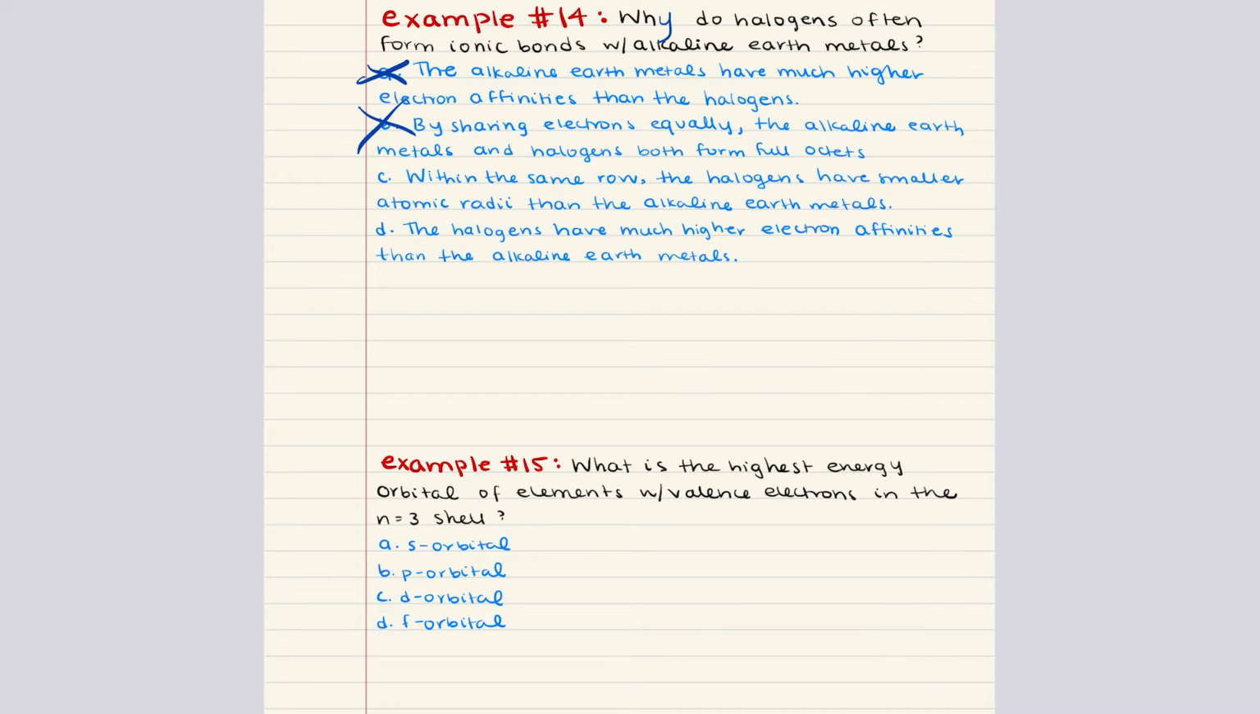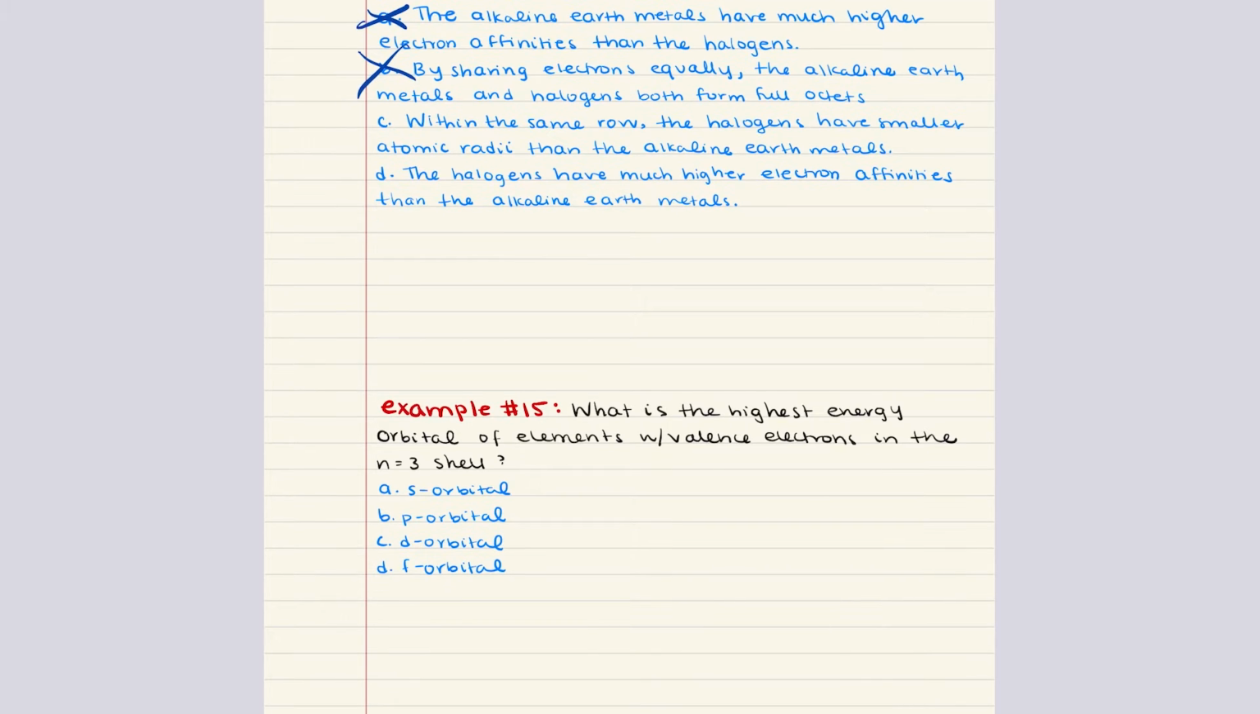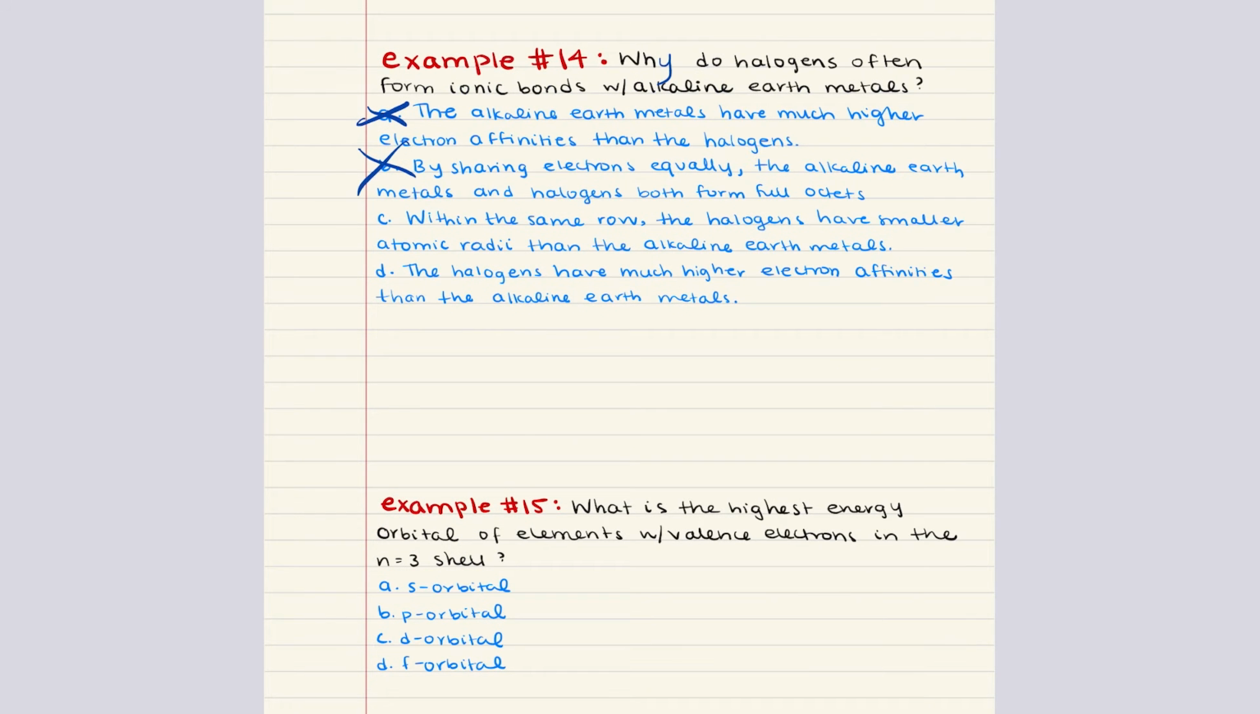Then if we look at answer choice D, it says the halogens have much higher electron affinities than the alkaline earth metals, and this is correct. Halogens have high electron affinities, meaning they readily gain electrons, while alkaline earth metals have low ionization energies, meaning they readily lose electrons. And this combination leads to the formation of ionic bonds. So the correct answer for problem 14 is therefore going to be answer choice D.